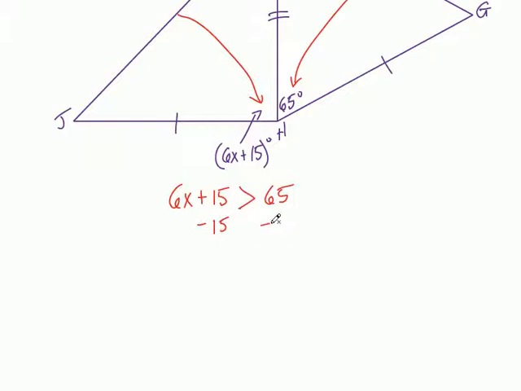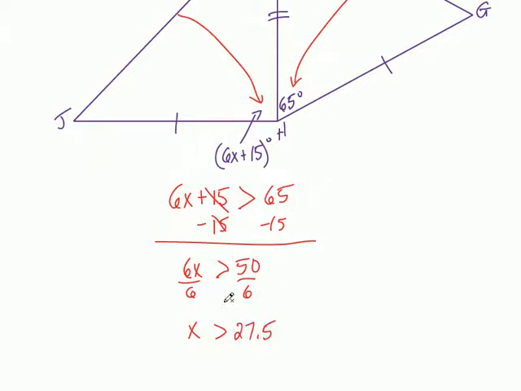What would we do? Subtract 15 from both sides, right? That cancels out. Bring down a 6x greater than 65 minus 15, what is that? 50. Divide both sides by 6. And x is greater than 50 over 6. And I think that comes out to like 27.5 or something, if I remember right. Yeah. We'll say 27.5. So what are the range of values for x? X can be any number that's bigger than 27.5. Okay?